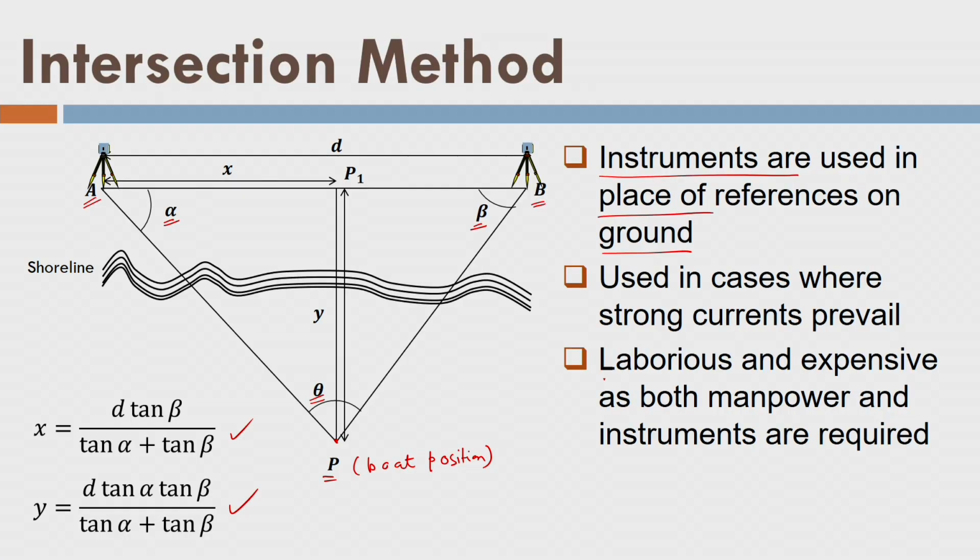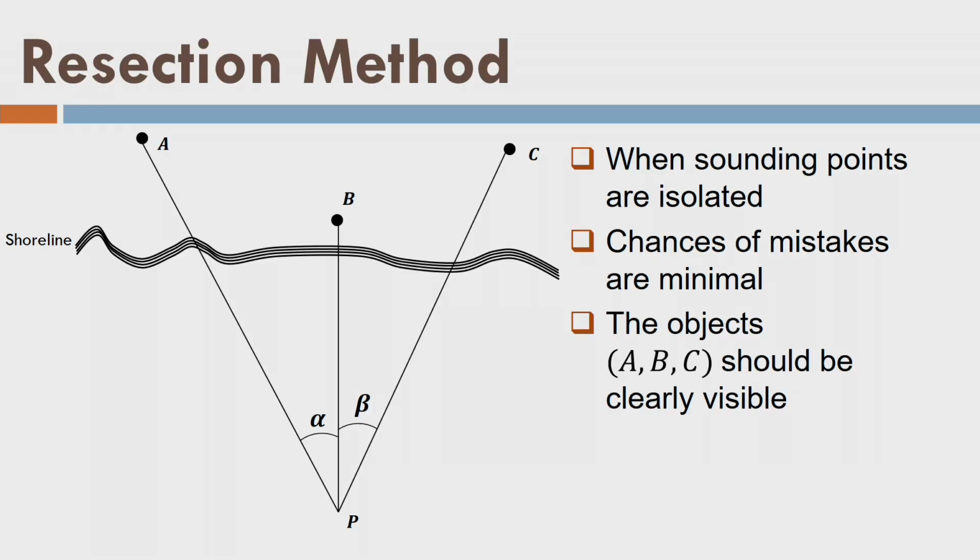It is very laborious and expensive, but at the same time it is very accurate also. So when the demand for accuracy is very high, or when the wind currents or water currents are very high, in that case we should use this intersection method. Now look into the resection method.